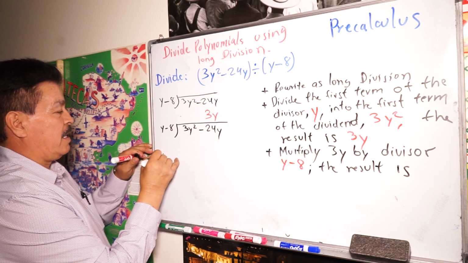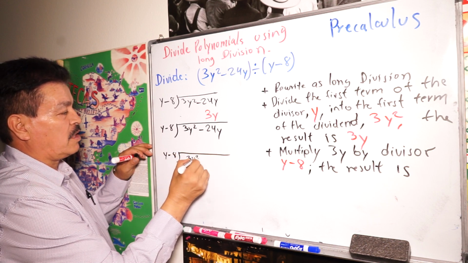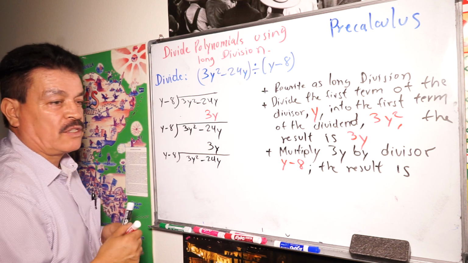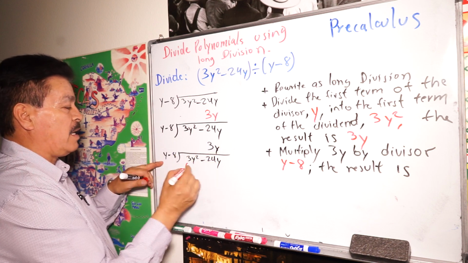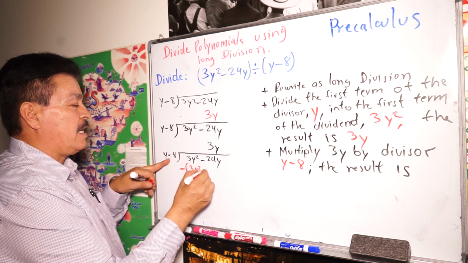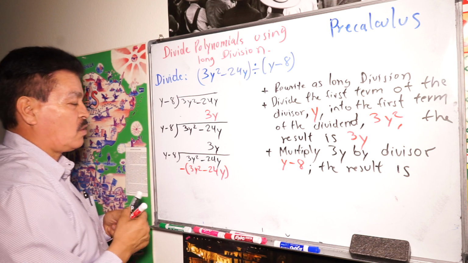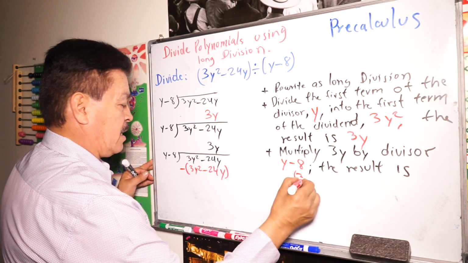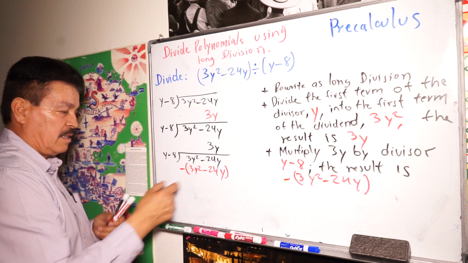Let me do it again here. I'm repeating all the steps. 3y to the second power minus 24y, and 3y. What is the result? I'm going to write the answer right here. You multiply this by this: 3y by y is 3y squared. Negative times positive is negative, 3 times 8 is 24y. The result is minus 3y squared minus 24y. This is the result.